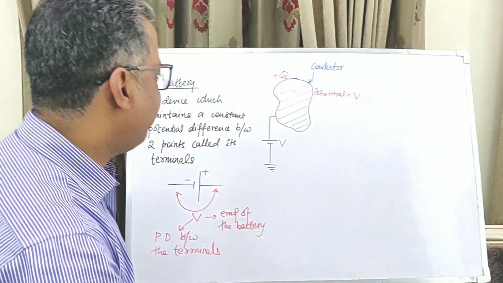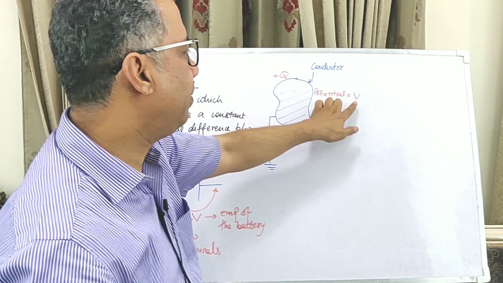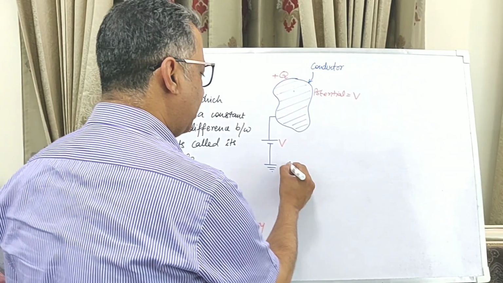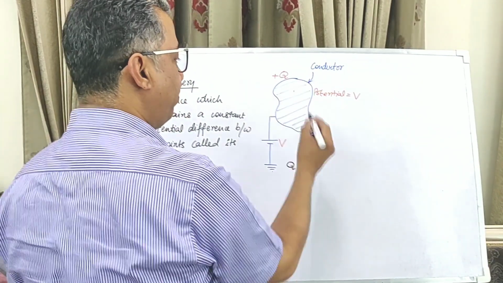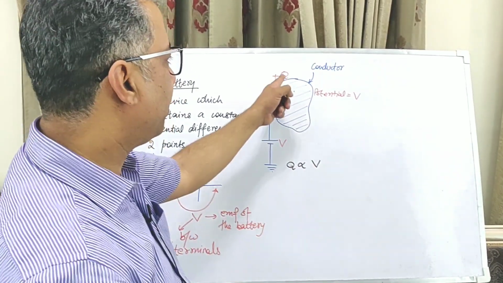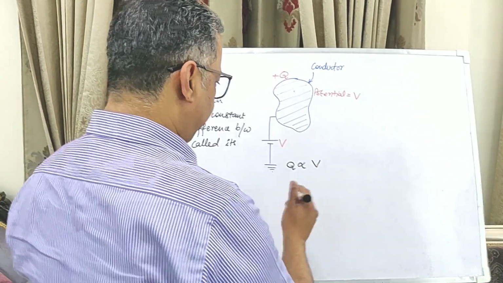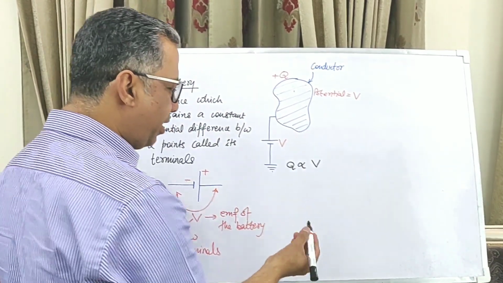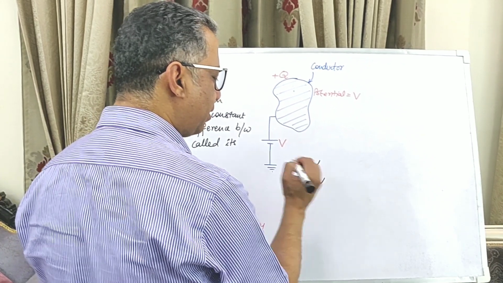Now, a quantitative relation between this Q and this V. Remember, the potential of this conductor is V. The charge on it is Q. And we know, experimentally, that this Q is directly proportional to V. Converting the proportionality relation into an equality relation, we get Q equals some constant C times V.